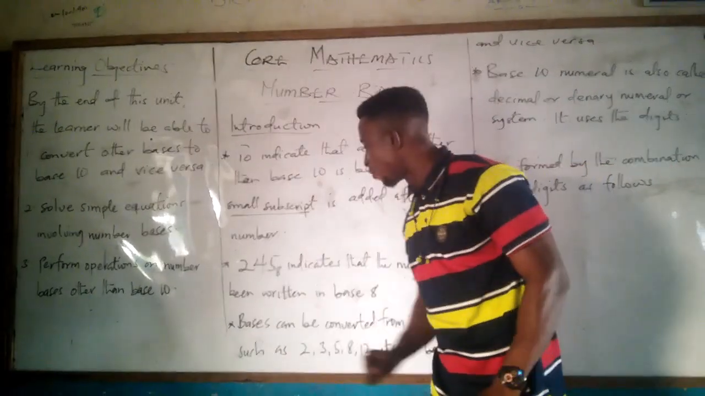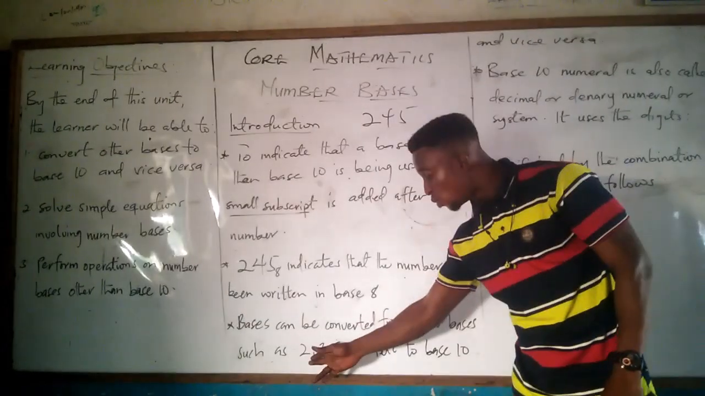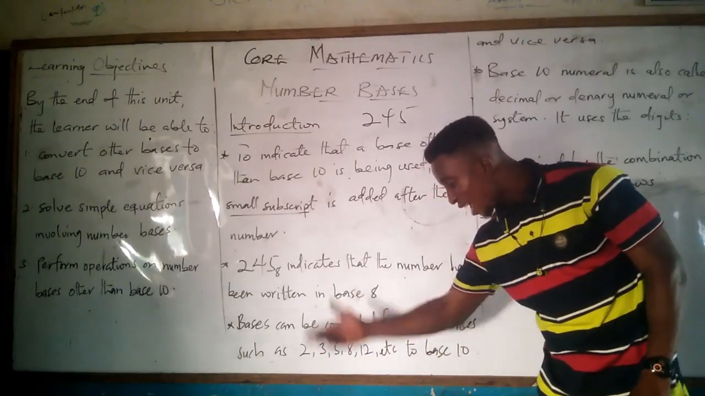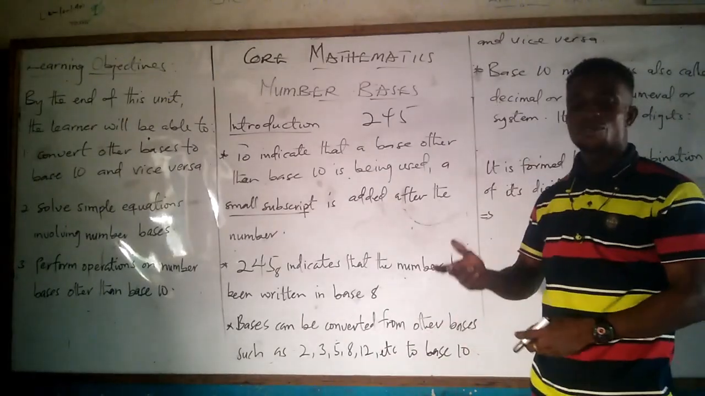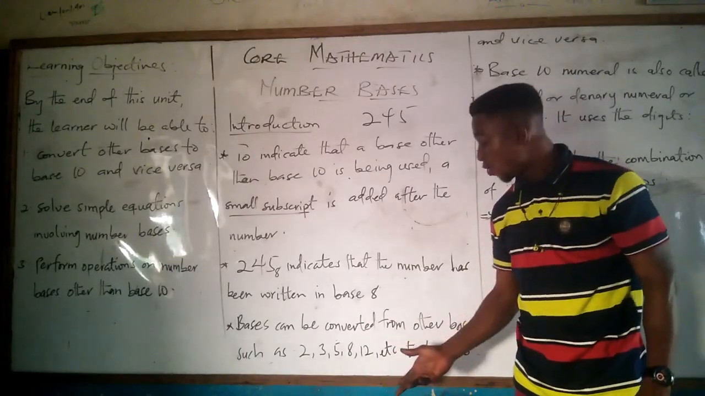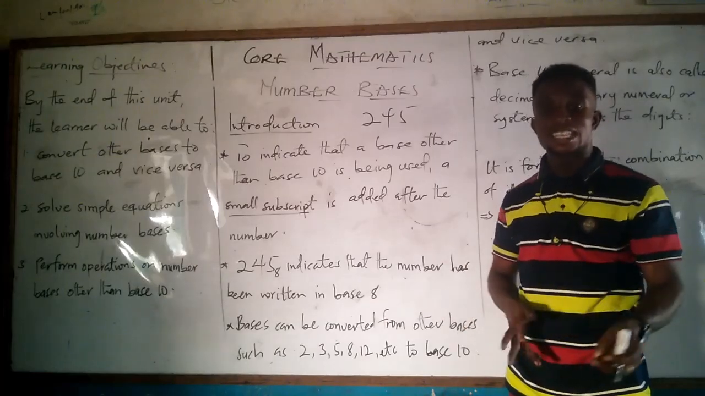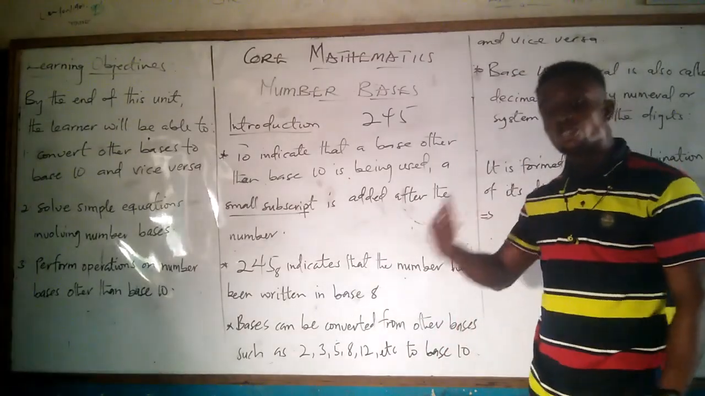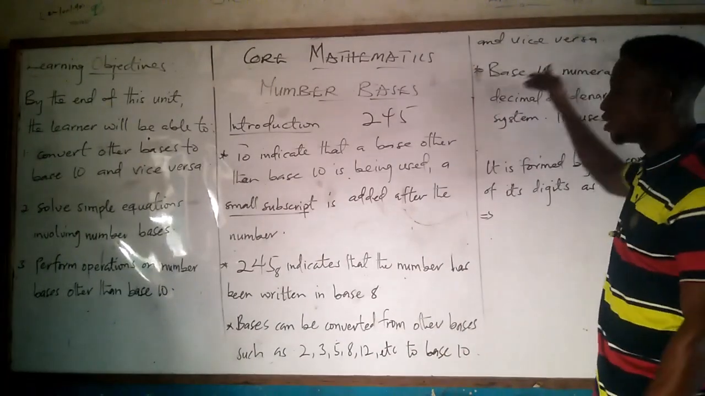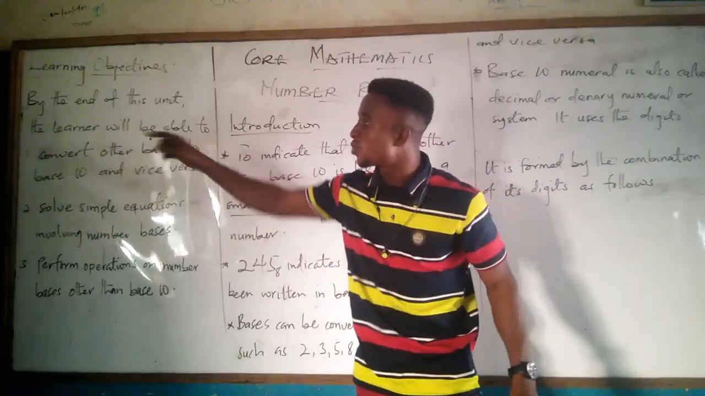Okay, then we have bases. Numbers can be converted from other bases such as 2, 3, 4, 5, 6, 7, they are all there, 8, 12, and I said etc., which means those that are in between these ones. So it can be converted from base 2, base 3, base 4, base 5, base 6, base 7, base 8, base 9, base 11, base 12 to base 10. And vice versa, we can also convert from base 10 to the other bases. And that is our first objective.